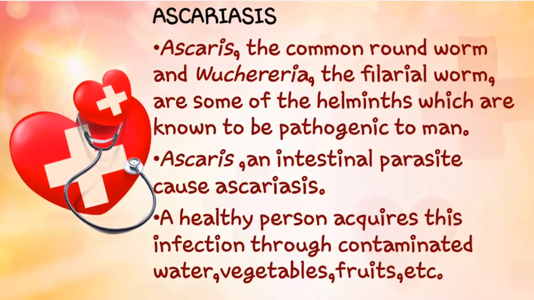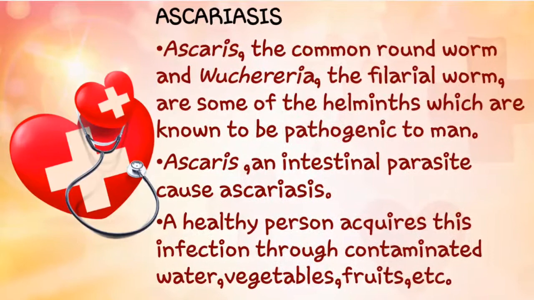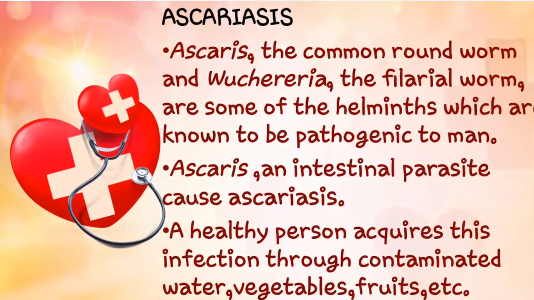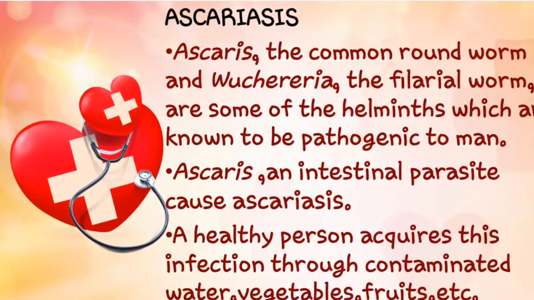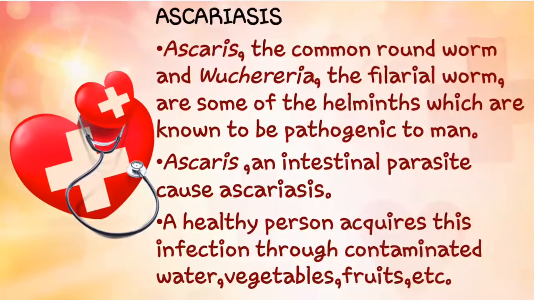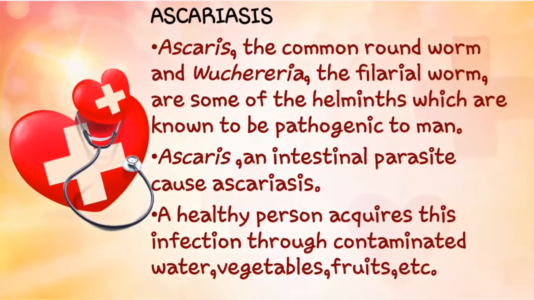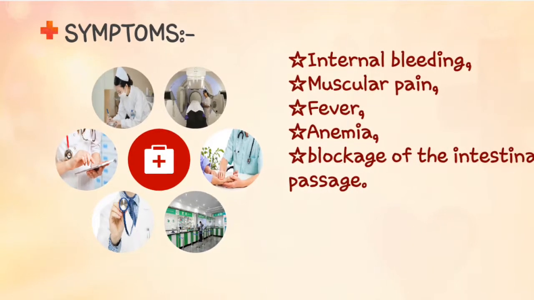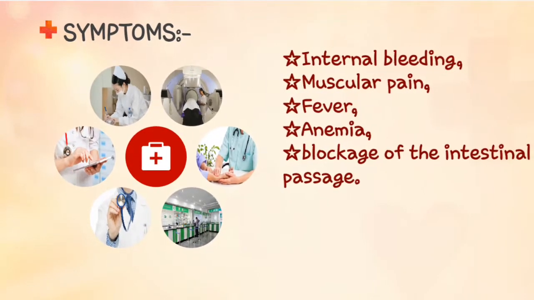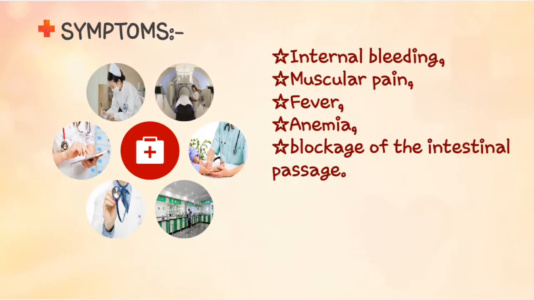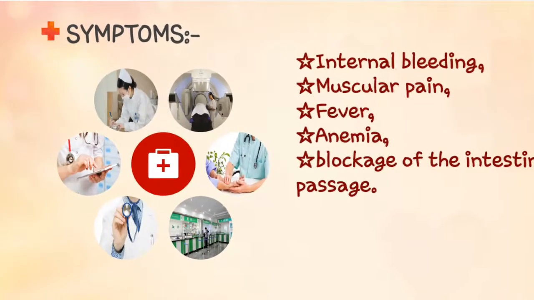Next is ascariasis, which is caused by Ascaris, the common roundworm, and Wuchereria, the filarial worm, are some of the helminths that are pathogenic to humans. It is an intestinal parasite. Symptoms include internal bleeding, muscular pain, fever, anemia and blockage of the intestinal passage. A healthy person acquires this disease from contaminated food and water.